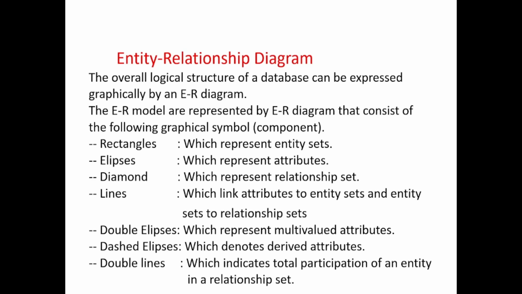The next symbol for the ER diagram is the line, which links the attribute to the entity set and the entity set to the relationship set.